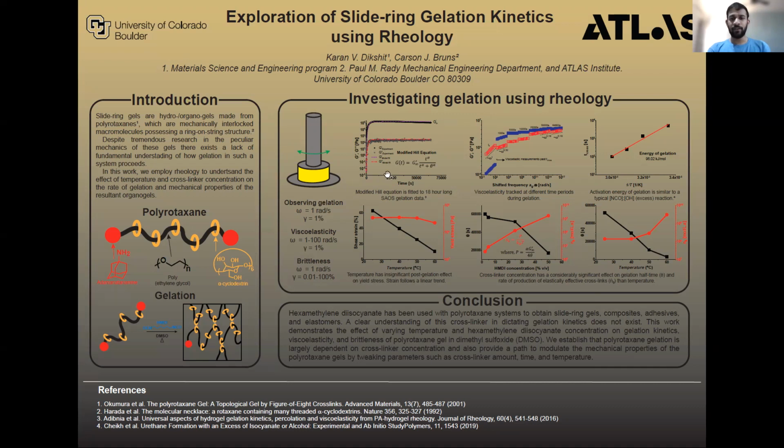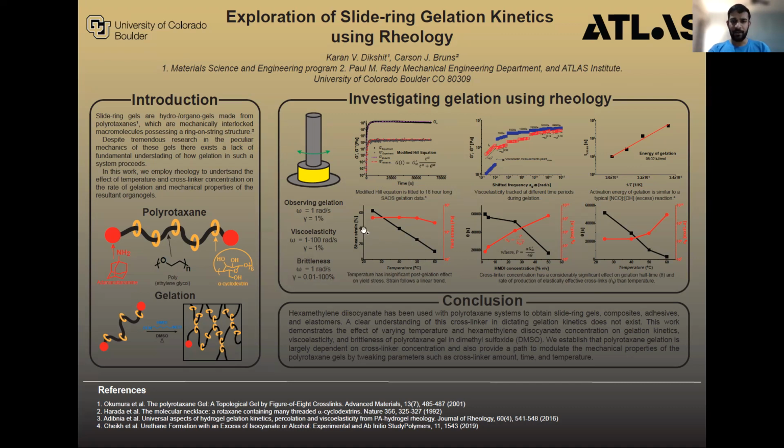The T cross that you get from this, so you'll see here that T cross is the time past which you get G prime higher than G double prime. That was plotted against inverse temperature to get the energy of gelation, which corresponds well to a urethane reaction where there's excess alcohols compared to the isocyanate.